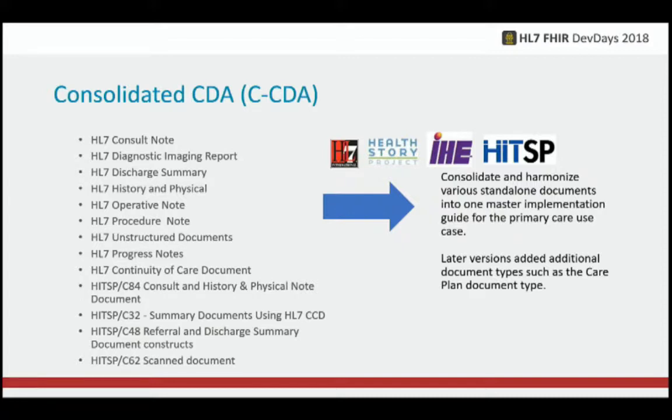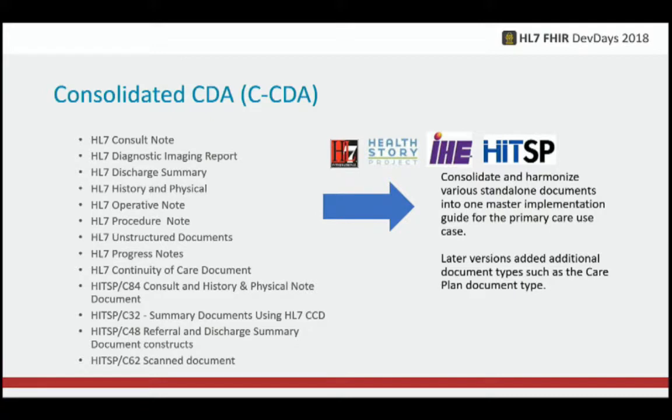Its impetus, or the reason why it was created, is because we originally had a whole bunch of single implementation guides, like for a consult note or history and physical and such, and continuity of care document, or CCD. Then different organizations went around and customized those implementation guides, so we ended up with like three different versions of CCD floating around, and then one of those organizations, HITSP, just decided to disappear one day, and left no one really in charge of maintaining that. So HL7 took up the charge and worked with other organizations, with HITSP, with IHE, with the Health Story Project, and brought all this back together into one single master implementation guide for primary care.